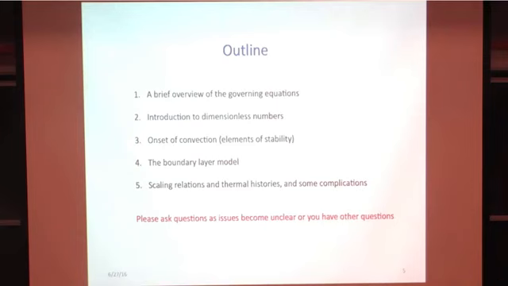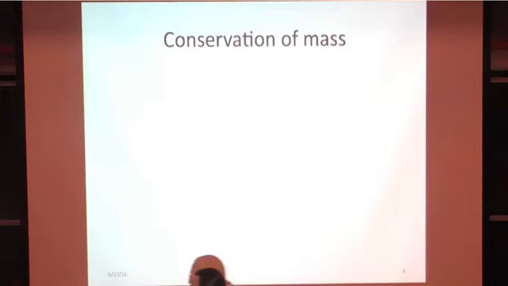Very briefly, I'll introduce how we determine whether a system should convect or not, a way of describing a convecting system with something called the boundary layer model, and how we apply these boundary layer models to think about thermal evolution. Okay, so let's start with an equation that describes conservation of mass.